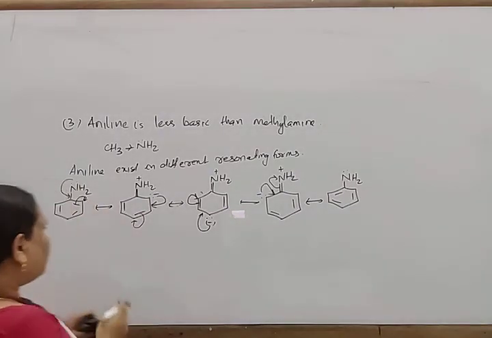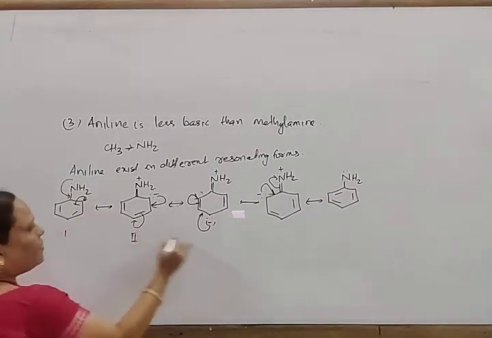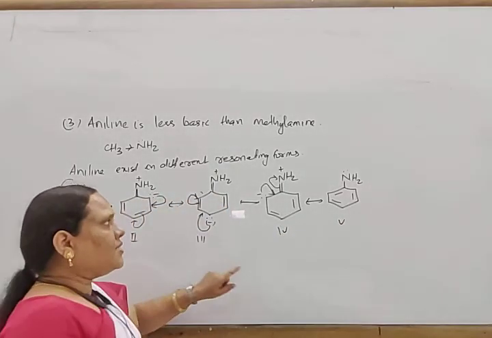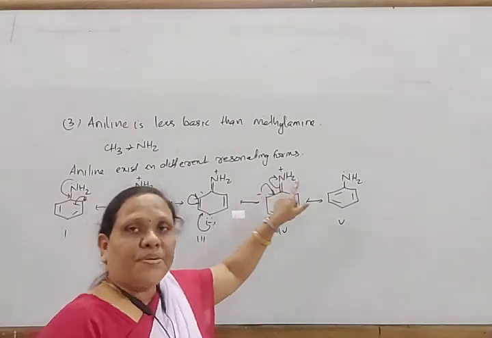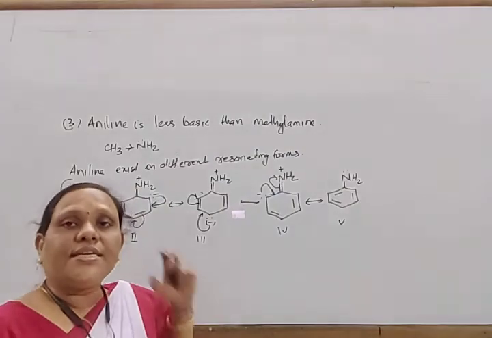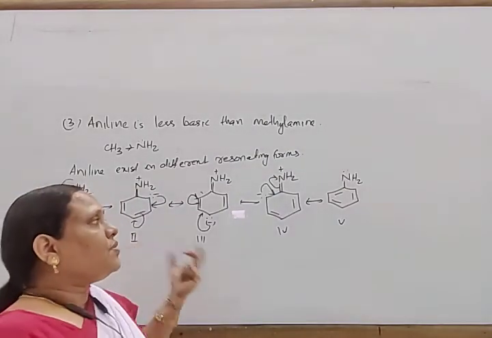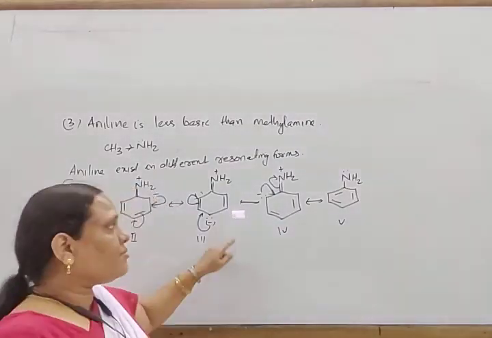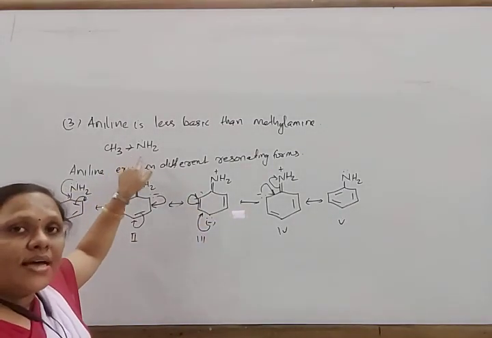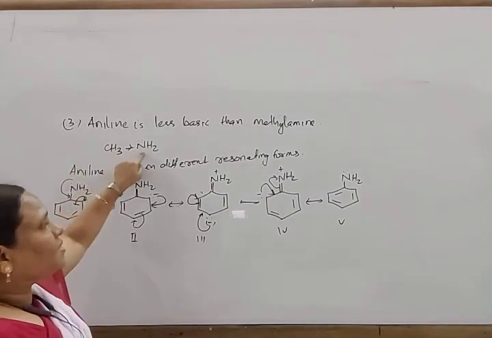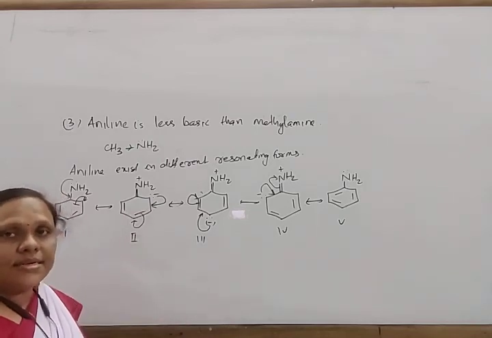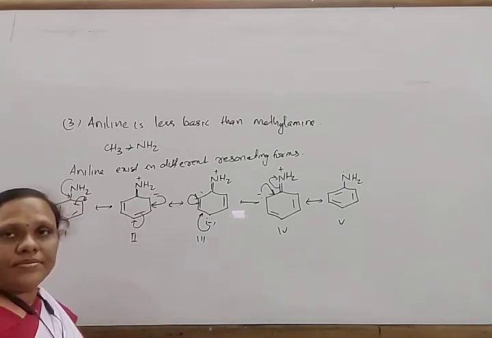So due to resonance, we get structures 1, 2, 3, 4 and 5. Due to resonance, the nitrogen atom gets a positive charge, the electron density of the nitrogen atom decreases, for which receiving H plus becomes difficult, or the donation of the electron pair becomes difficult. In this way, it becomes less basic than methylamine. While in methylamine, due to the increase in electron density, it is more basic, but aniline is less basic. Okay, so that is the first explanation.